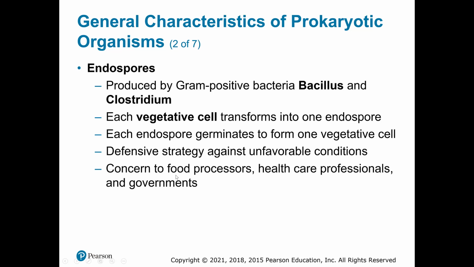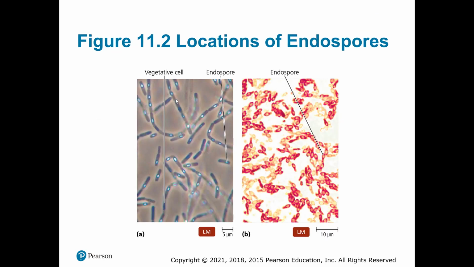Chapter 11 brings up endospores again. So in chapter 3, we kind of looked a little bit about how they formed. They talk a little bit more about them here. To reiterate, Bacillus and Clostridium, these are two different genera of bacteria. They're gram-positive. They are the ones that can form endospores. Nothing else can.